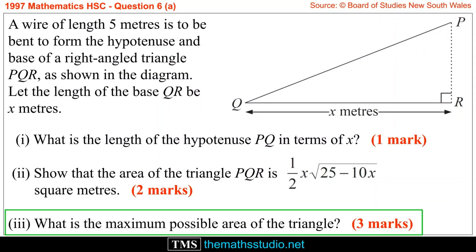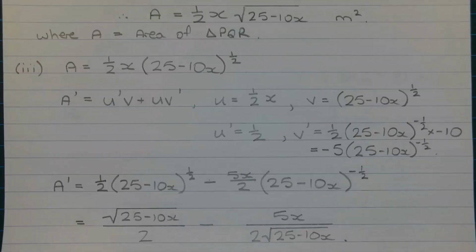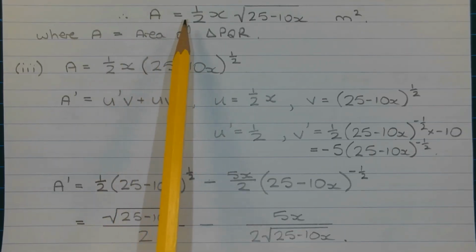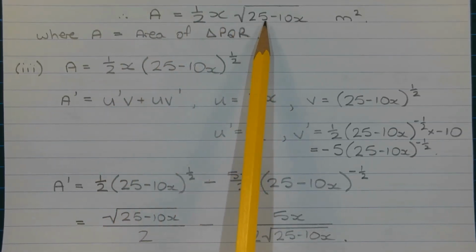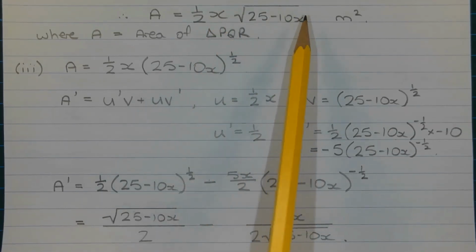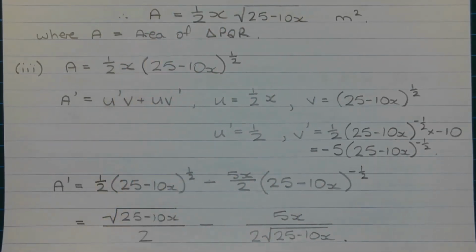Part 3. What is the maximum possible area of the triangle? Part 3 is asking for the maximum possible area of triangle PQR. Now from part 2, we know that the area A is equal to half x times the square root of 25 minus 10x square meters. So we want to find a value of x which gives us the maximum possible value of A.